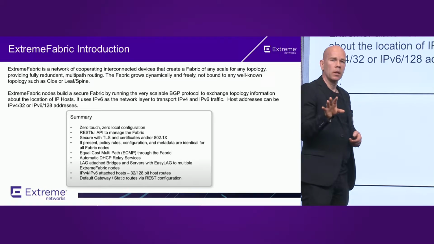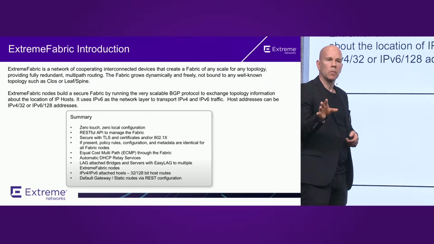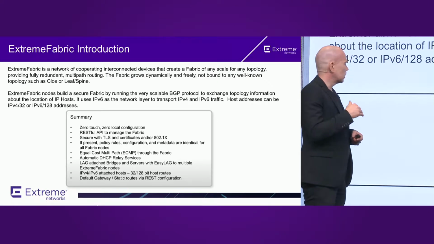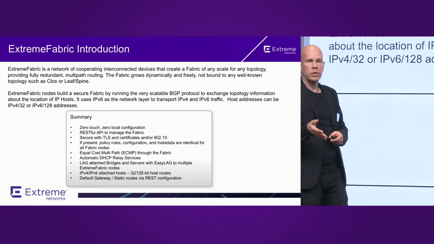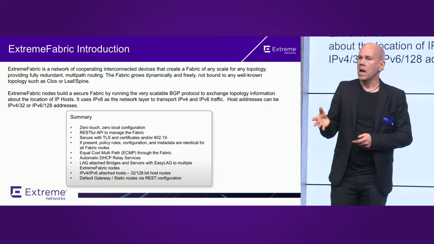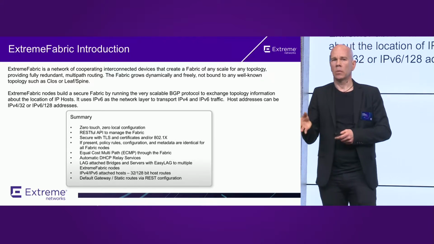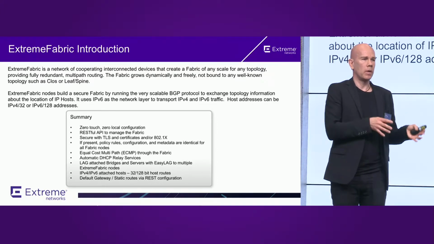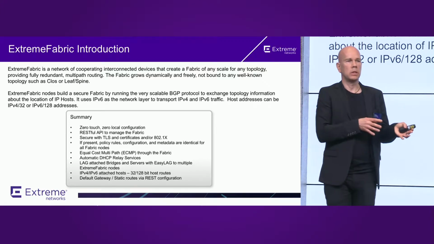So once again, keep in mind what I was talking about in the previous slides in regards to what the industry is seeing a fabric being. So zero touch, zero local configuration, which means that I have a mechanism in place that once I start to add elements into my fabric, these elements would start to form the fabric. Okay, sounds pretty cool, right? So how is this done?